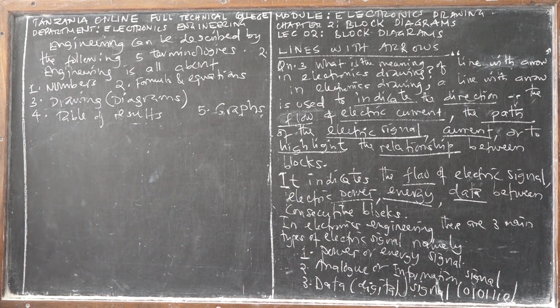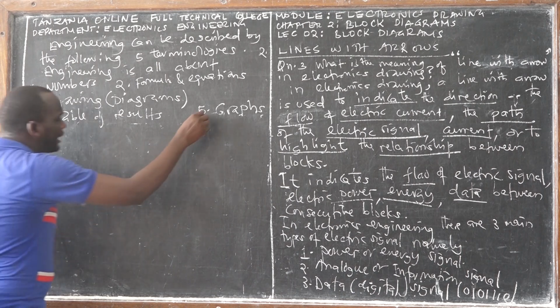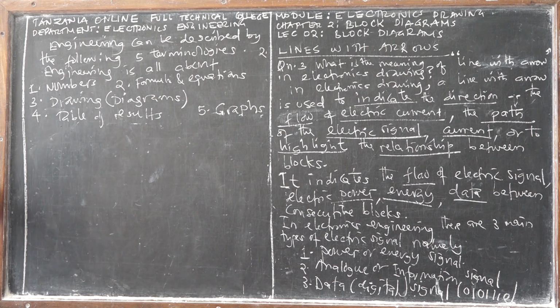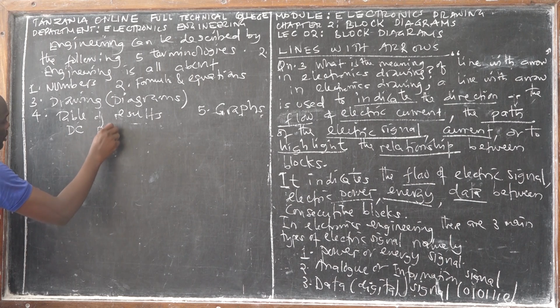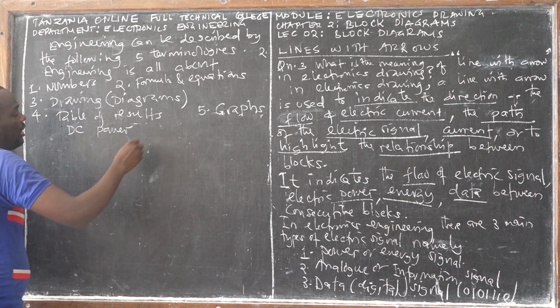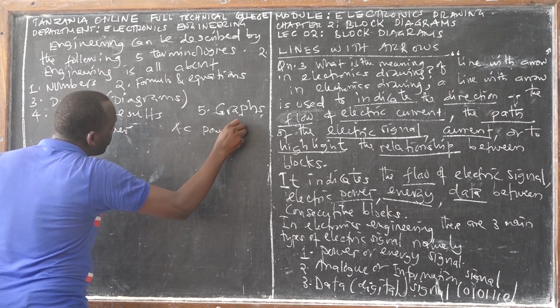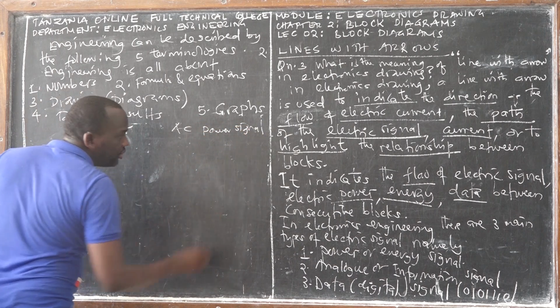So simply by using graphs, I can explain these 3 types of the electric signal. Then we have to move into the next part. For instance, in electrical engineering and electronics, we can have DC power signal, and also may have AC power signal. So for this case, what do you say?